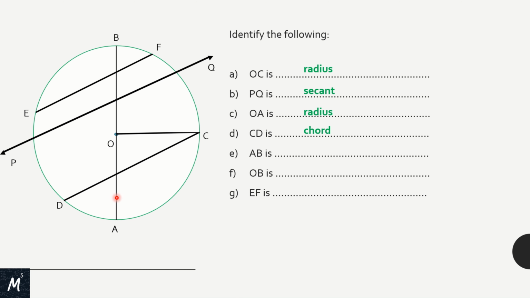AB also has both endpoints on the circle, but it is passing through the center of the circle. So it is a special chord which is known as a diameter. OB is also a radius of the circle. EF is another chord of this circle. Next question.